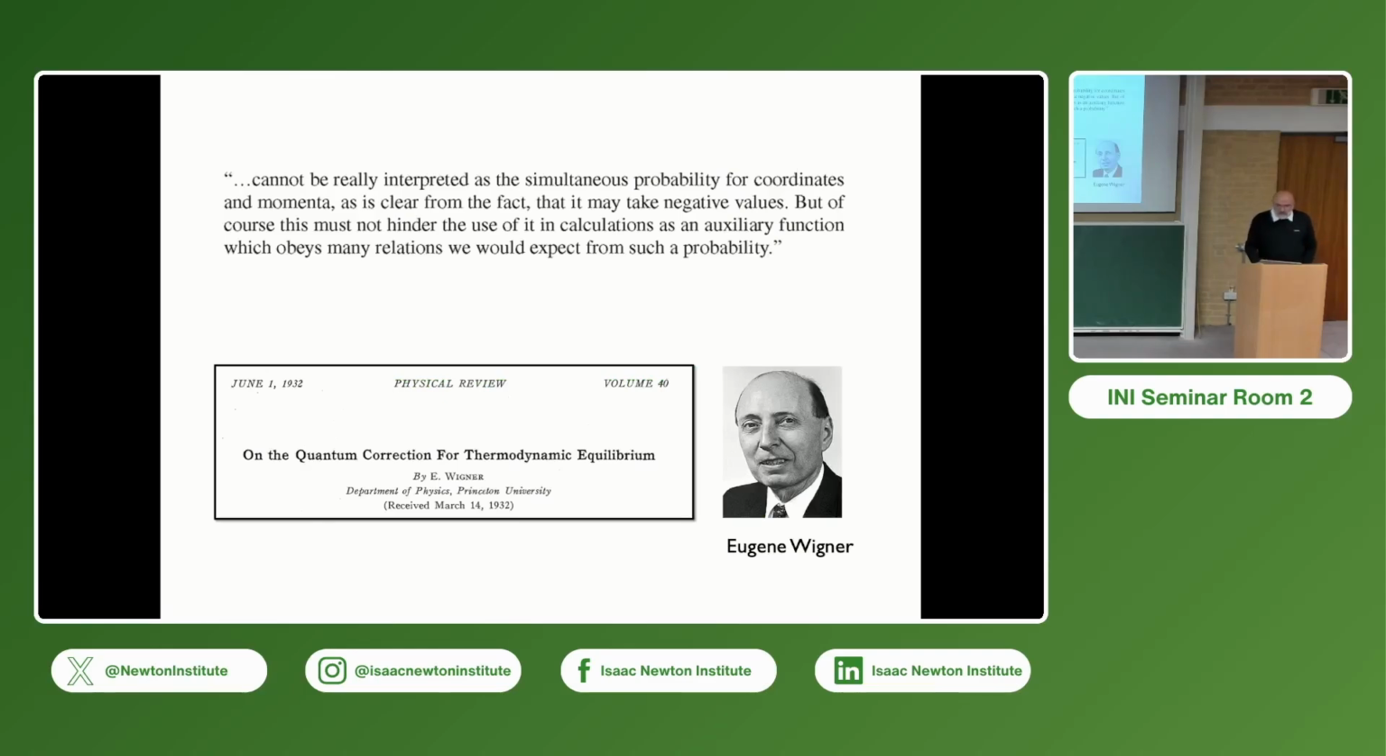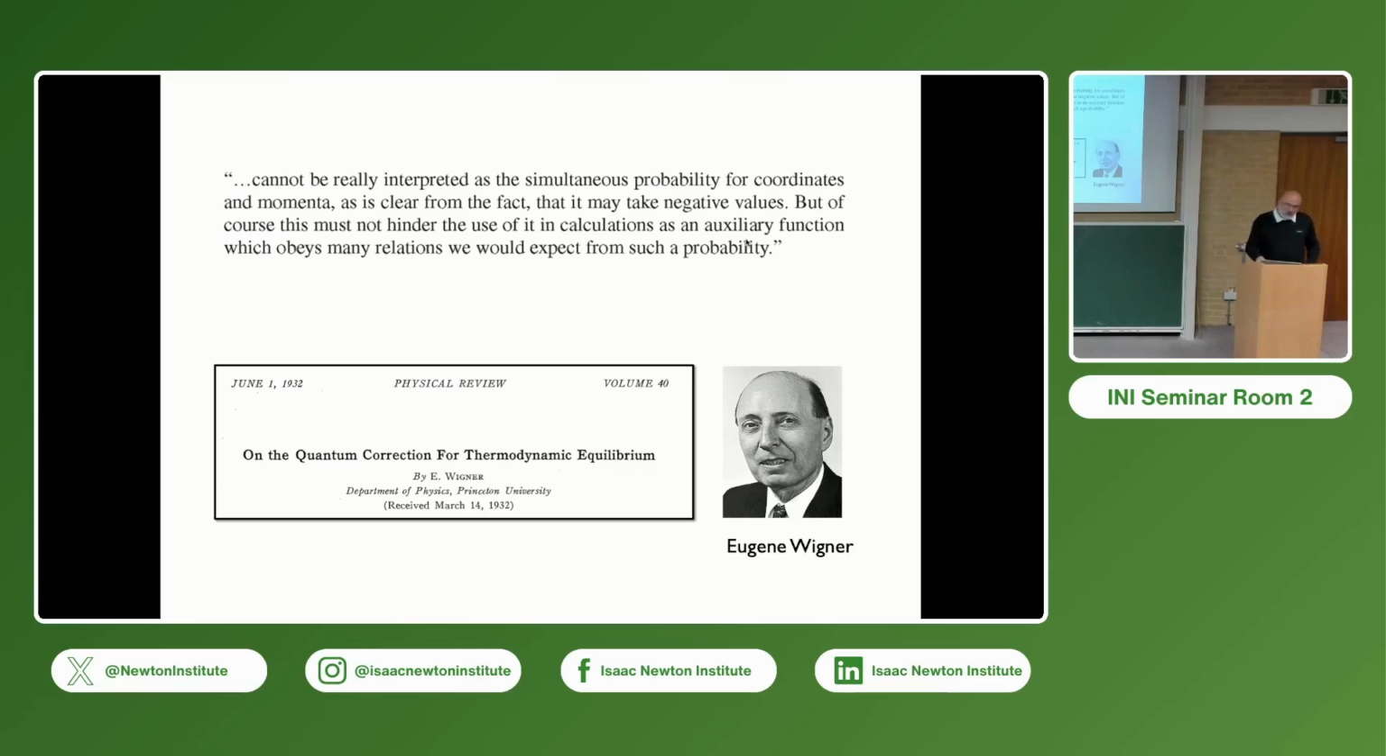So Eugen Wigner said in his paper on the quantum correction for thermodynamic equilibrium, it is 1932, that it may take negative values, but of course this must not hinder the use of it in calculations as an auxiliary function, which obeys many relations we would expect from such a probability. Okay, so we can manipulate and go further.